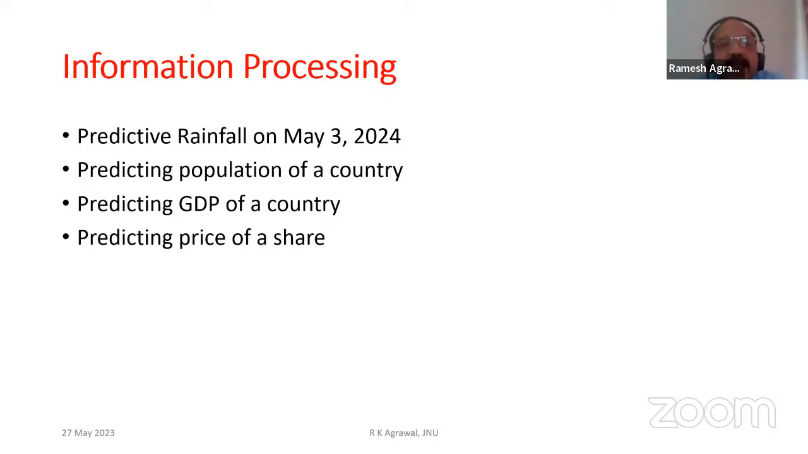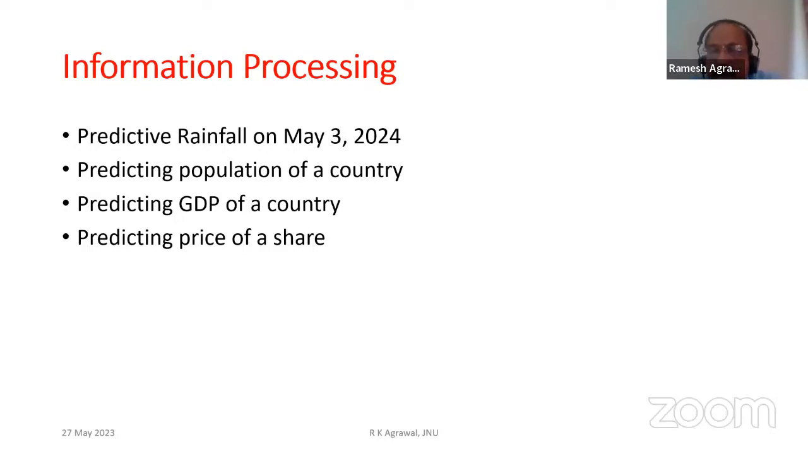Similarly, predicting the GDP of a country, predicting the price of a share. If something is not available, but based on the past records you can predict it, then that falls into the area of information processing.